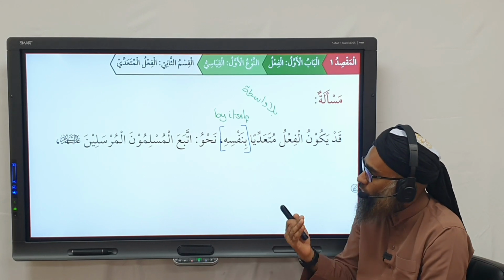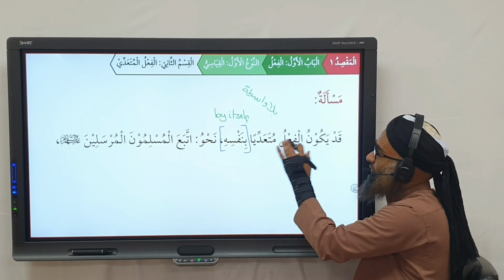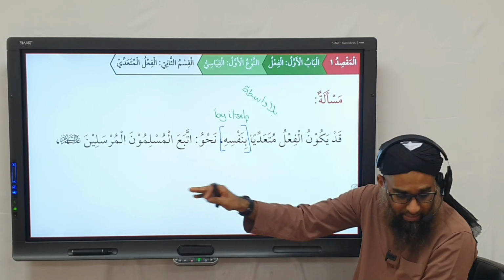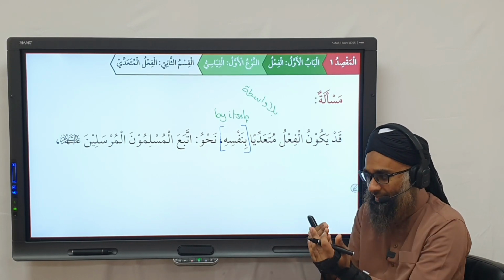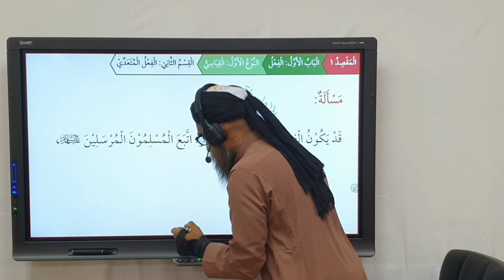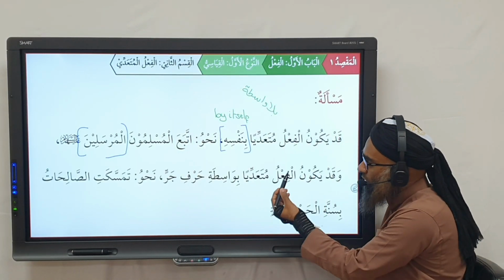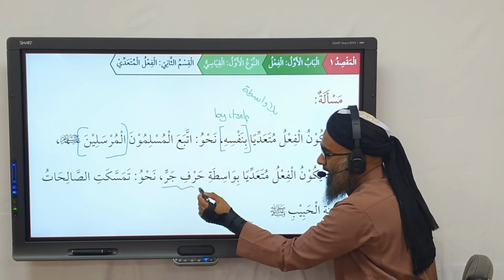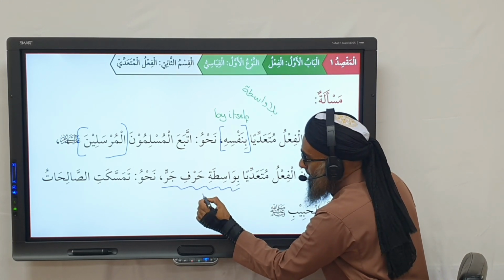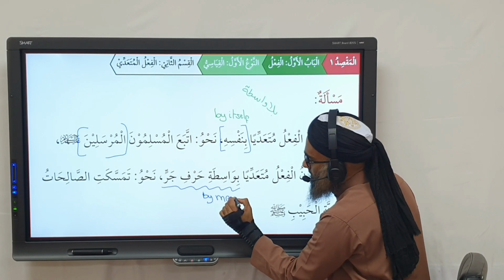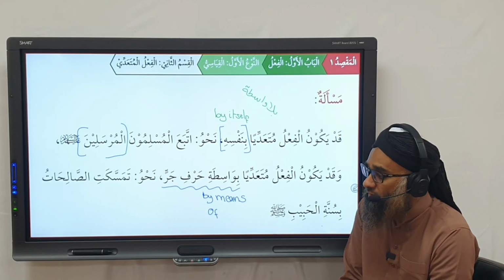The Muslims followed or obeyed the messengers. So اتبع المسلمون المرسلين. So the فعل can be متعدي by itself. So in here is the مفعول به, does it have a حرف جر to make it فعل متعدي? No. By itself, directly, without any medium, this becomes the مفعول به. This becomes what? The مفعول به. Understood? And obviously the next one is وقد يكون الفعل متعديا. This is a new word here. بواسطة حرف جر. Sometimes the فعل becomes متعدي بواسطة, by means of the حرف جر.